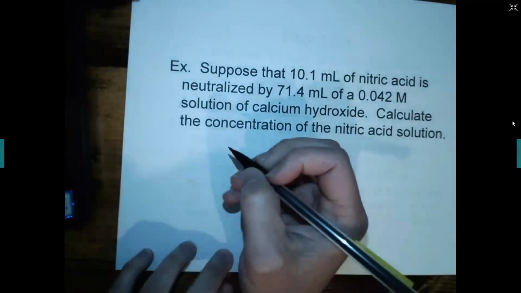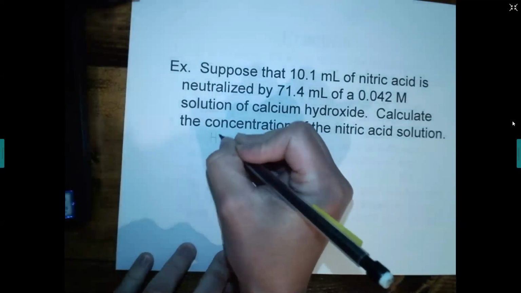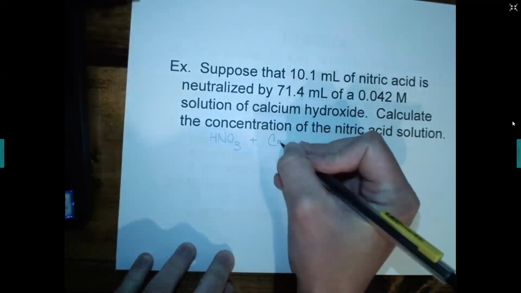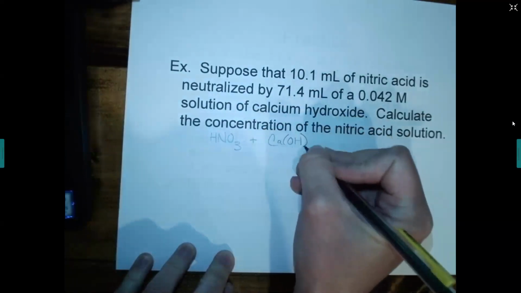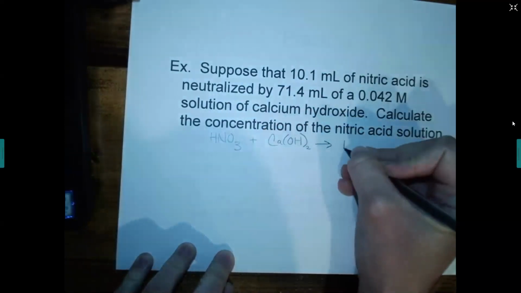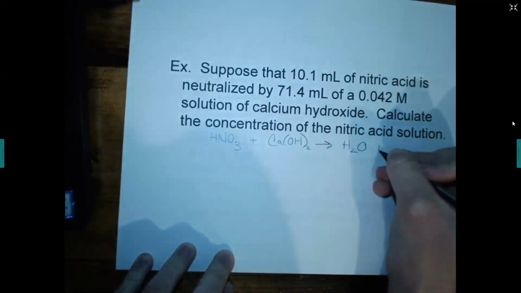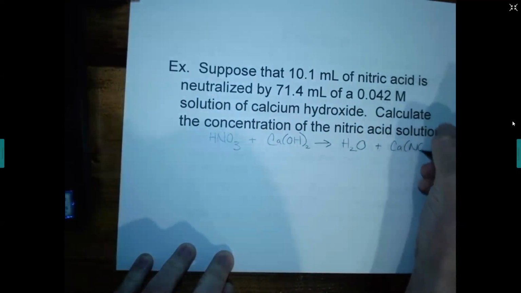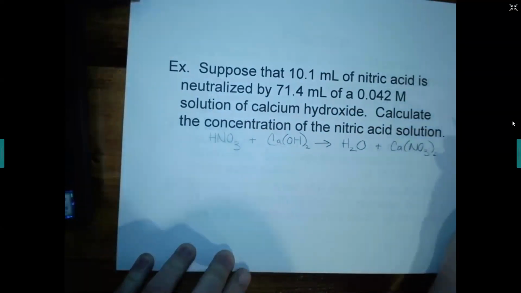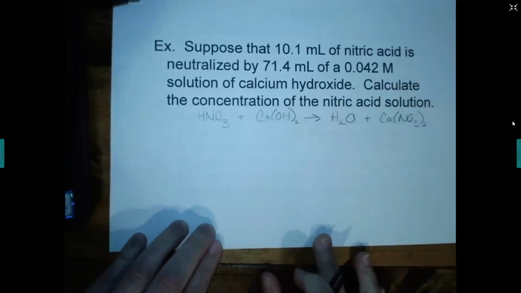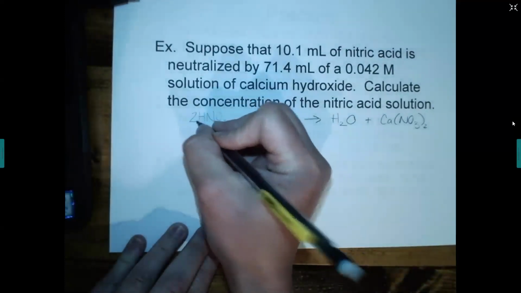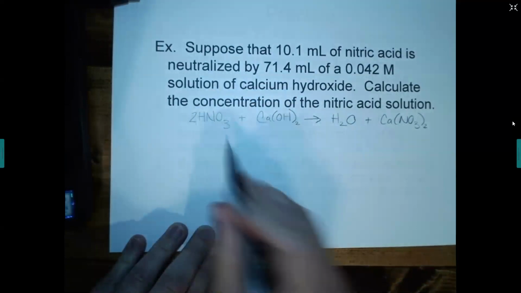So, starting with a balanced equation, we have nitric acid combined with calcium hydroxide. Those are going to neutralize each other to make water, and then the salt you get from that is calcium nitrate. This is a double replacement acid-base reaction. And then to balance it, you need to put a 2 in front of nitric acid, and then a 2 in front of water.